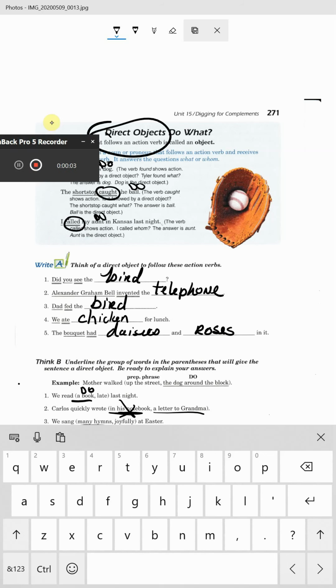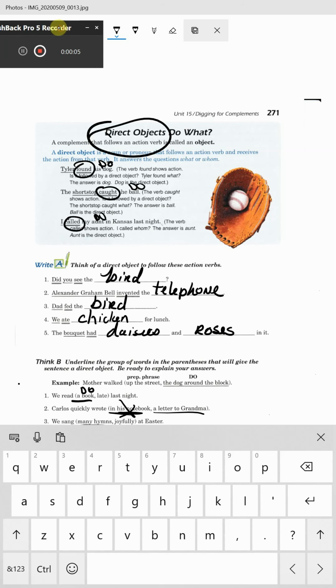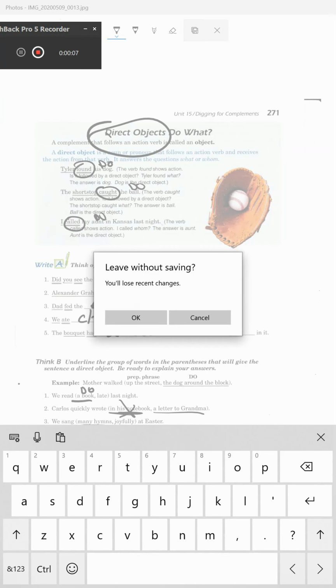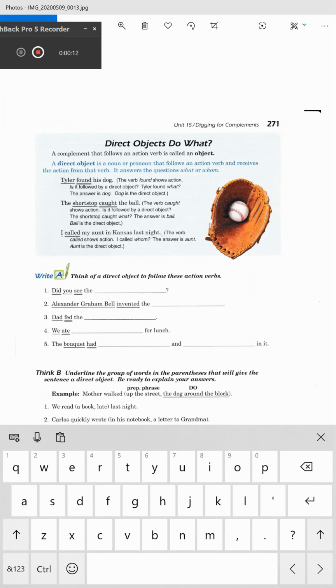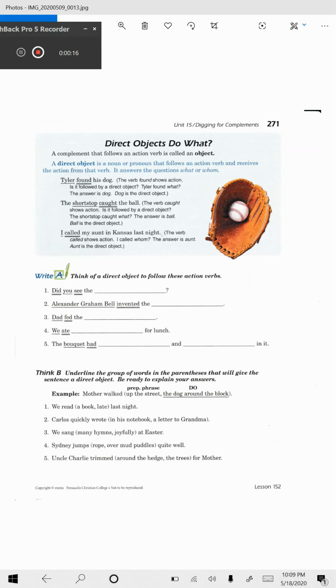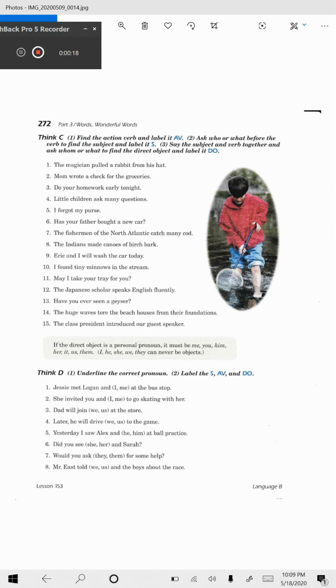All right, so more direct object work. Hopefully your paragraph went well for you and you enjoyed that little excerpt from Little Women. All right, let me flip the page here. Okay, so we're going to do a lot of practice with direct objects.